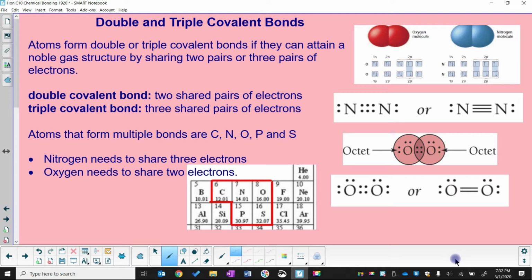Atoms can share 2 or 3 pairs of electrons. So for us, carbon, nitrogen, oxygen, phosphorus, and sulfur are atoms that can form multiple bonds. A double covalent bond, as we see here in oxygen, has 2 pairs of electrons. We can also represent those 2 pairs by the 2 lines here. Nitrogen can share 3 pairs, and so that is also shown either by the 6 electrons or the 3 dashes.